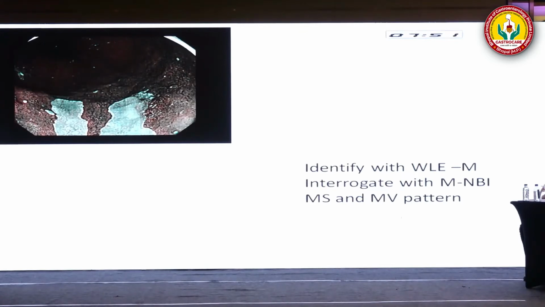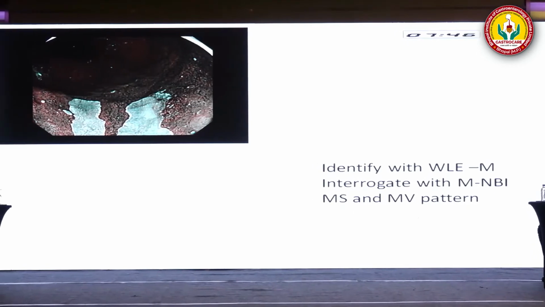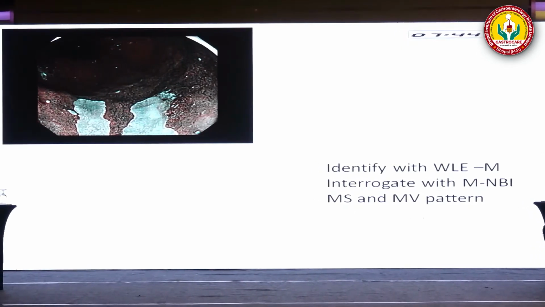Therefore, what are the hierarchical steps that we do? We first interrogate with white light endoscopy with magnification. We say, okay, this patient's got Barrett's, he's got this much circumferential extent, he's got so much of maximum extent of the disease. Then look if there's something that looks abnormal. Then we put NBI, and then we look at the surface pattern and the vessel pattern.